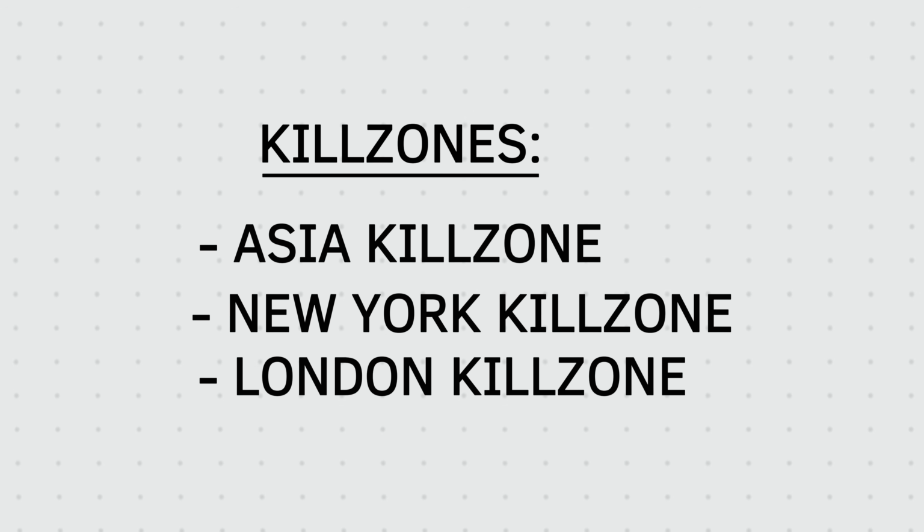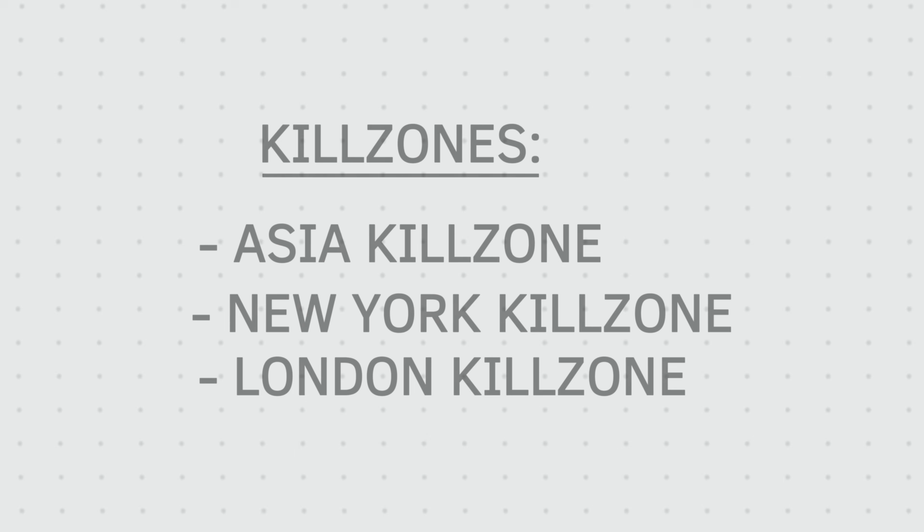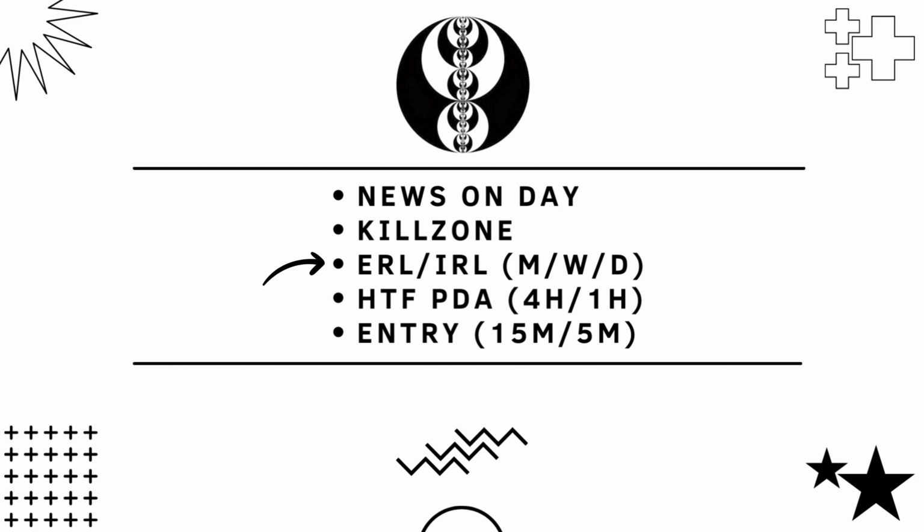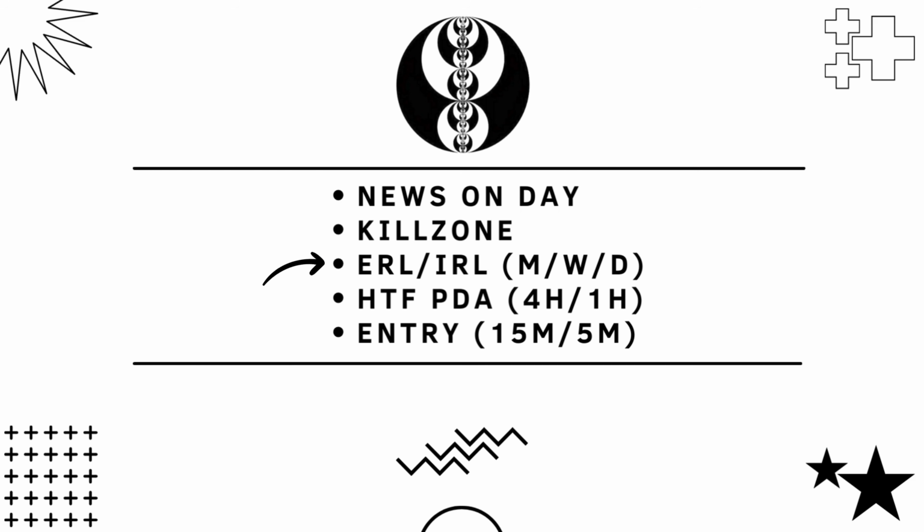So either Asia kill zone, New York kill zone, or London kill zone, because of volatility. The next thing is external and internal liquidity from the monthly, weekly, or daily. This is guaranteeing that you have a very clear and obvious draw on liquidity and bias from the higher time frame. When you understand where the higher time frame is drawing, we can align with that on the lower time frames and take trades in that direction.